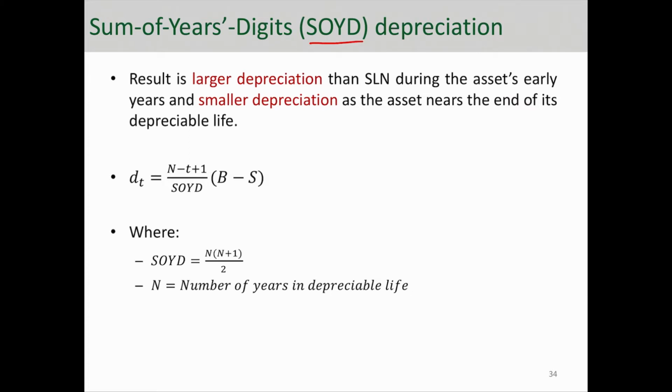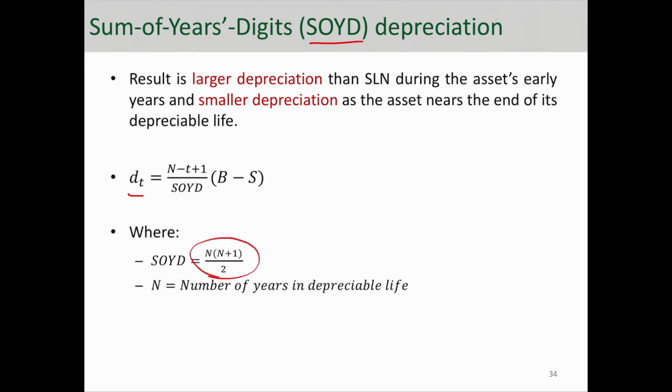If you were to calculate the depreciation deduction at any year, let's say year 3, you would calculate D3. And to calculate that, here's the formula. N is the depreciable life. T is the number of the current year. If you're doing it for year 3, T is 3. Plus 1 over SOYD, or sum of years digits.